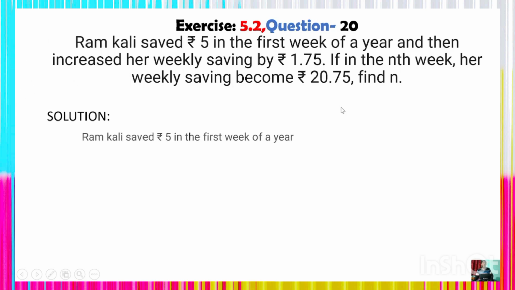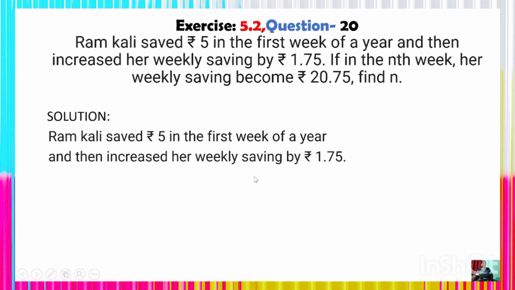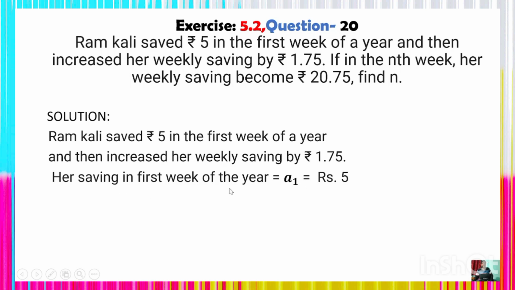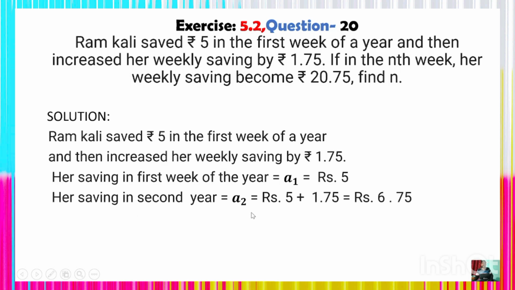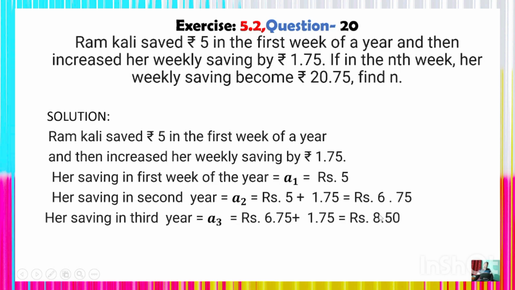Look at the solution here. Ramkali saved 5 rupees in the first week of a year and then increased her weekly saving by 1 rupee 75 paisa. So her saving in the first week is a1 equal to 5 rupees, right? The saving in the second week is a2 equal to 5 rupees plus 1.75, which is 6 rupees 75 paisa. The saving in the third week is 8 rupees 50 paisa. Thus we get 5, 6.75, 8.50, an arithmetic progression.